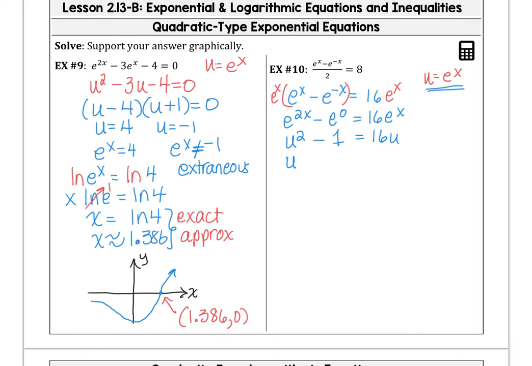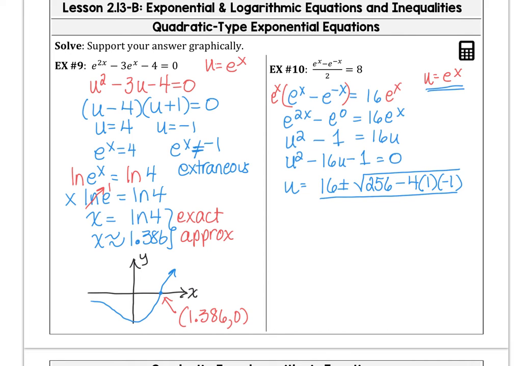So collecting like terms on the left, that cannot be factored, and we could use the quadratic formula. So u is equal to opposite b, plus or minus the square root of b squared. b is 16. 16 squared is 256. Minus 4 times a, which is 1, and c is negative 1. So using the discriminant there, divided by 2 times a, which is 1.